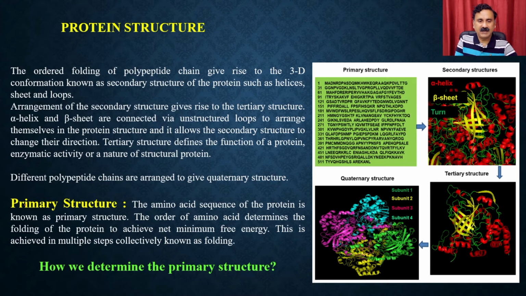So, let us first start with the primary structure. The amino acid sequence of a protein is known as the primary structure. The order of the amino acids determines the folding of the protein to achieve the net minimum free energy, and this is achieved in multiple steps collectively known as folding. What you see here is the primary structure, where you have the length of amino acids.